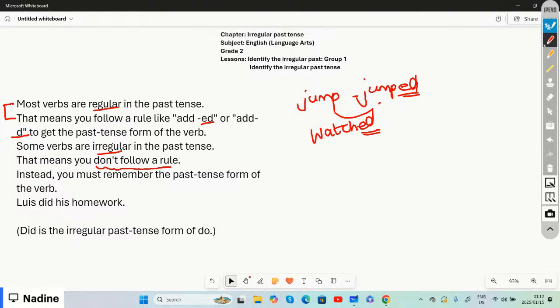All right. So when it comes to the irregular past tense, you're going to have to remember the form of the verb. Because with the regular past tense, we can just add ed, add d, remove whatever. But with irregular verbs, you're going to have to remember the past tense form of the verb.